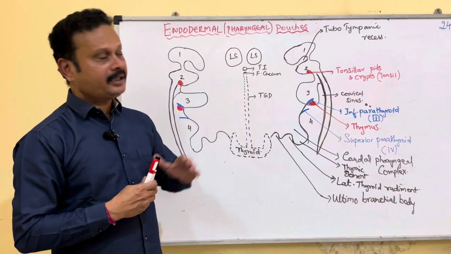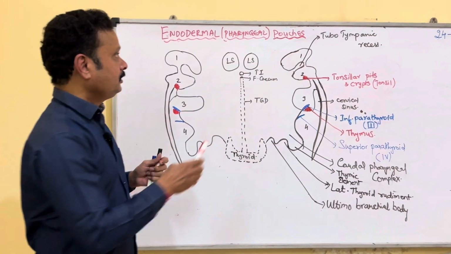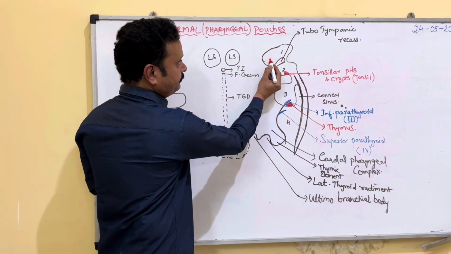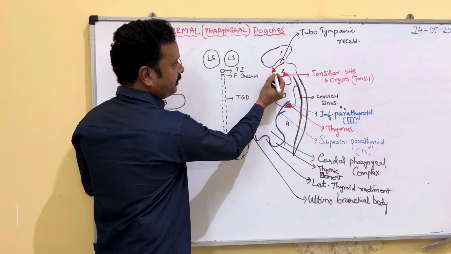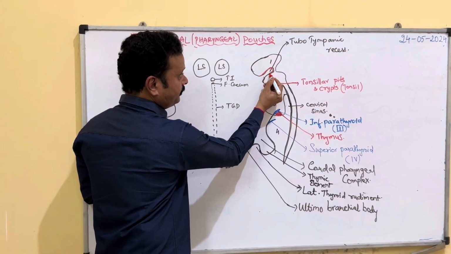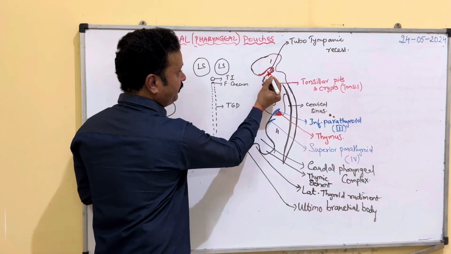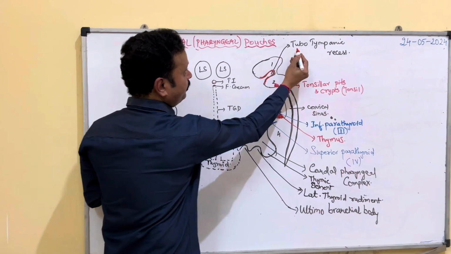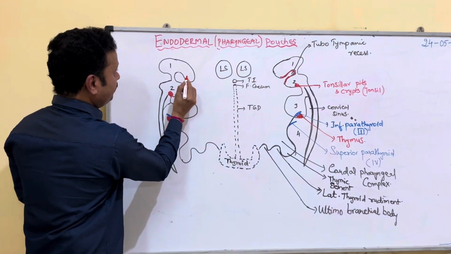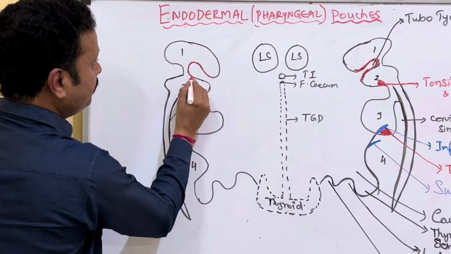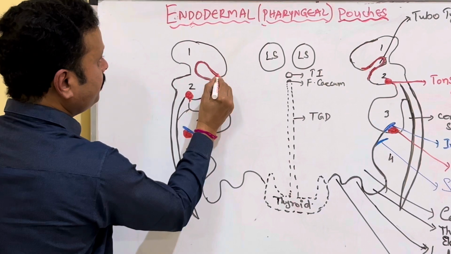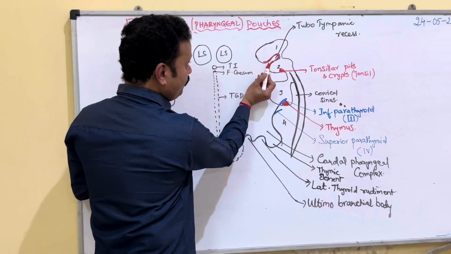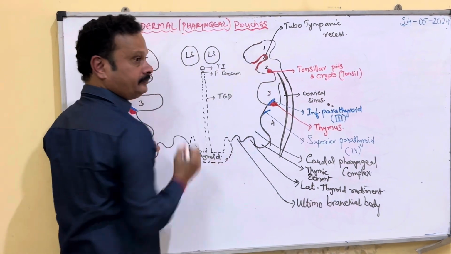Now let us know the derivatives of all these pouches. So this first pouch, the dorsal wing of the first pouch joins with the dorsal wing of second pouch like this. Dorsal wing of first pouch joins with the dorsal wing of second pouch to form what? Tubo-tympanic recess, which is narrow medially and wider laterally.